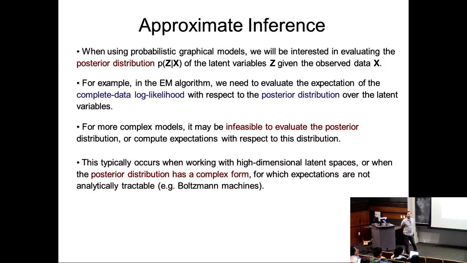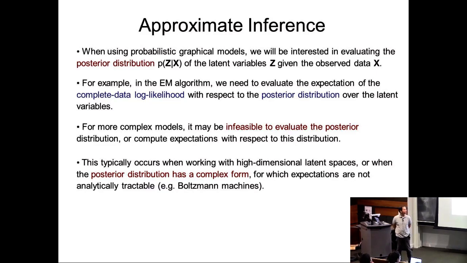So for more complex models, it may not be feasible to evaluate the posterior, or compute expectations with respect to the posterior, right? And this is exactly what we've seen with deep Boltzmann machines and with deep belief networks, where we have to have some kind of approximate recognition network that gives us some approximate posterior over the latent variables. And that's exactly the same thing for variational autoencoders as well. So this typically occurs when you're working with high-dimensional latent spaces or when posteriors have complex form, where we can't really compute expectations precisely or exactly. So for example, in Boltzmann machines, that is the case. Remember, that's why we were using contrastive divergence to estimate these expectations. In deep Boltzmann machines, we had to use mean field approximation to figure out the posterior distribution of the latent variables.